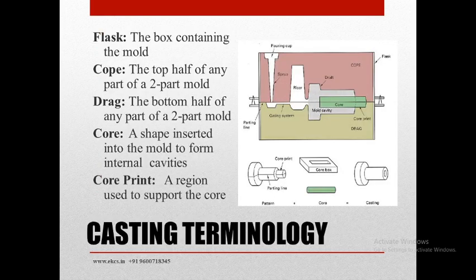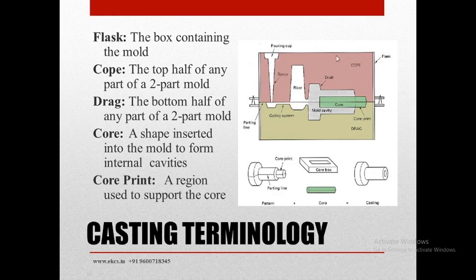Next, casting terminologies. Flask: the box containing the mold is called the flask. The top of the part is called the cope and the bottom is called the drag. Then the core is a shape inserted into the mold to form internal cavities. Core print: a region used to support the core.